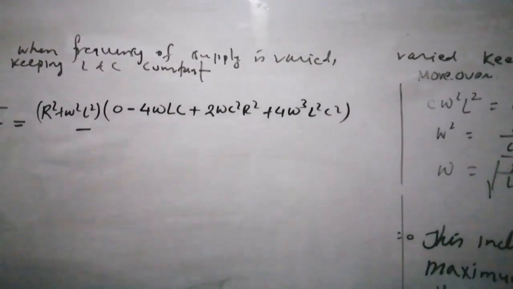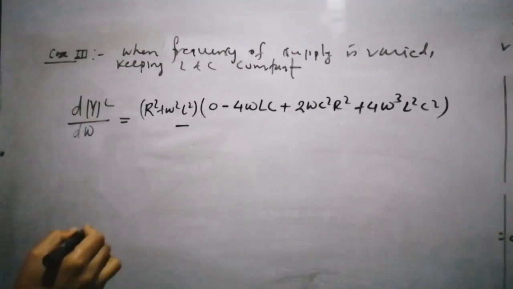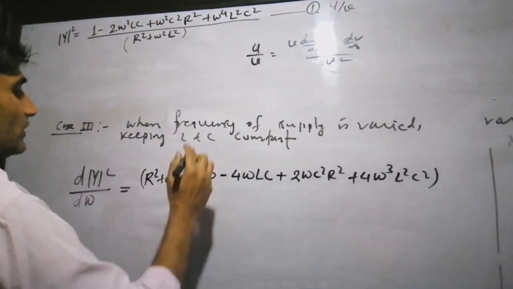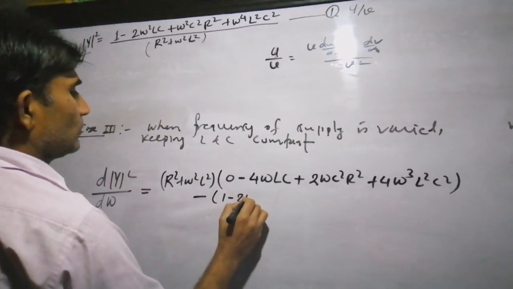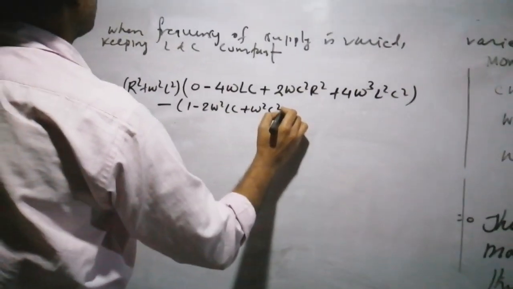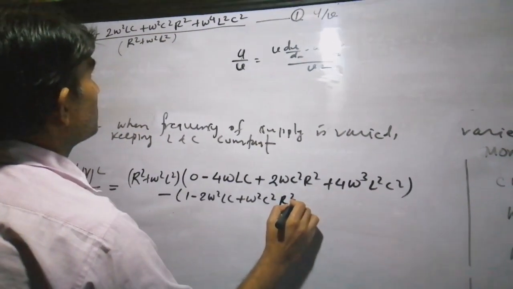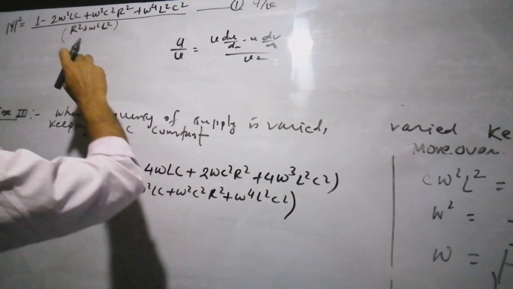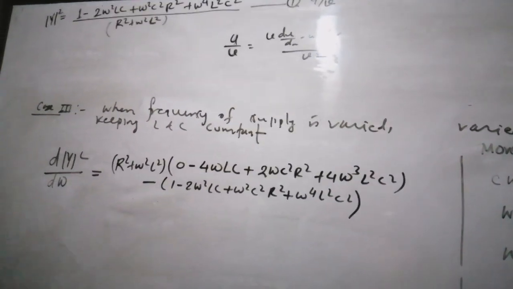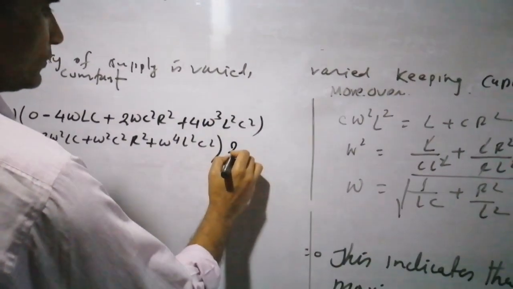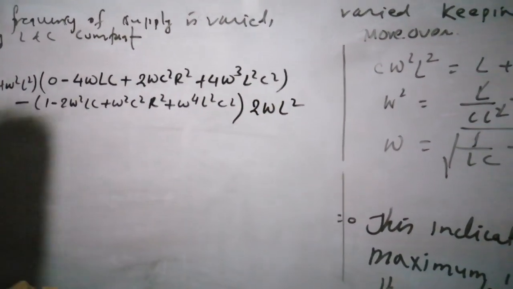Next I am changing the line so that if there is any mistake I can find it easily. Next I have to copy down these terms, 1 minus 2 omega square LC plus omega square C square and R square also plus omega 4 L square C square, now the derivative of this term. R is constant, so 0, and omega square gives 2 omega L square.